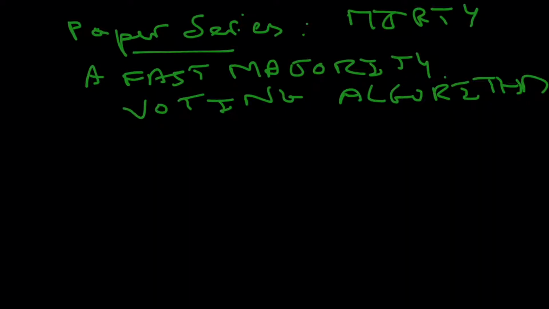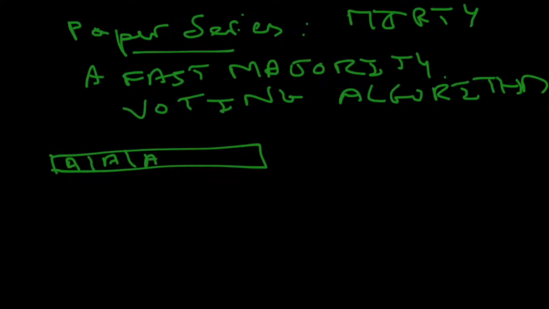So the whole idea is trying to find a majority element in a multi-set of n votes or n elements. So you would have, for example, an array that has like A, A, B, C, and here we can see that A is the majority element because the number of A's is bigger than or equal to n divided by 2 elements of the array.